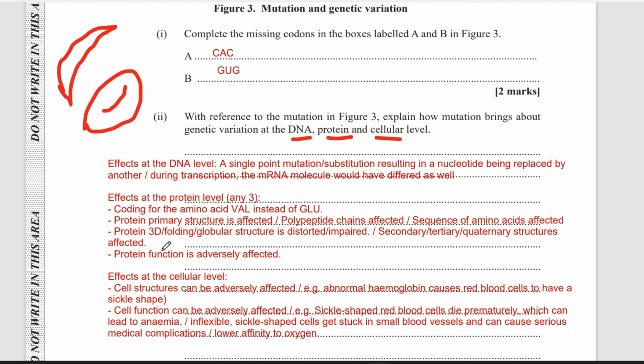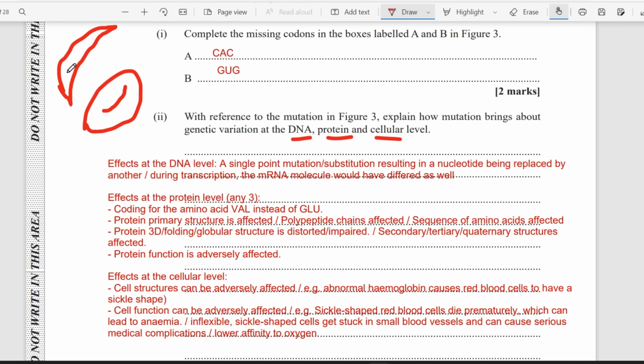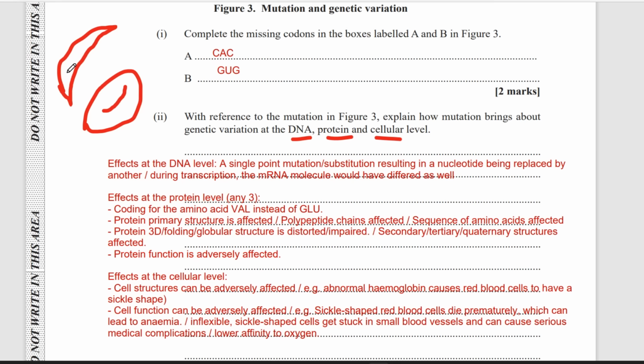Same thing with the protein function. So the example with sickle cell here is that the red blood cells don't have the longevity, so they die prematurely. This could lead to anemia. The blood cells are inflexible. They can't have this nice flow through the capillaries. They get stuck in the blood vessels.